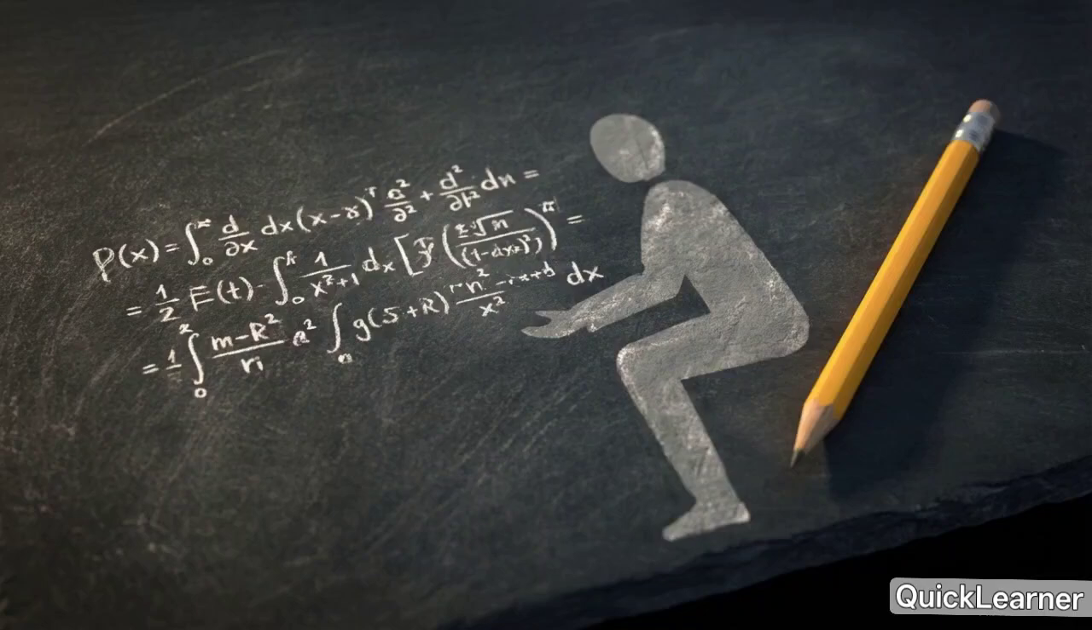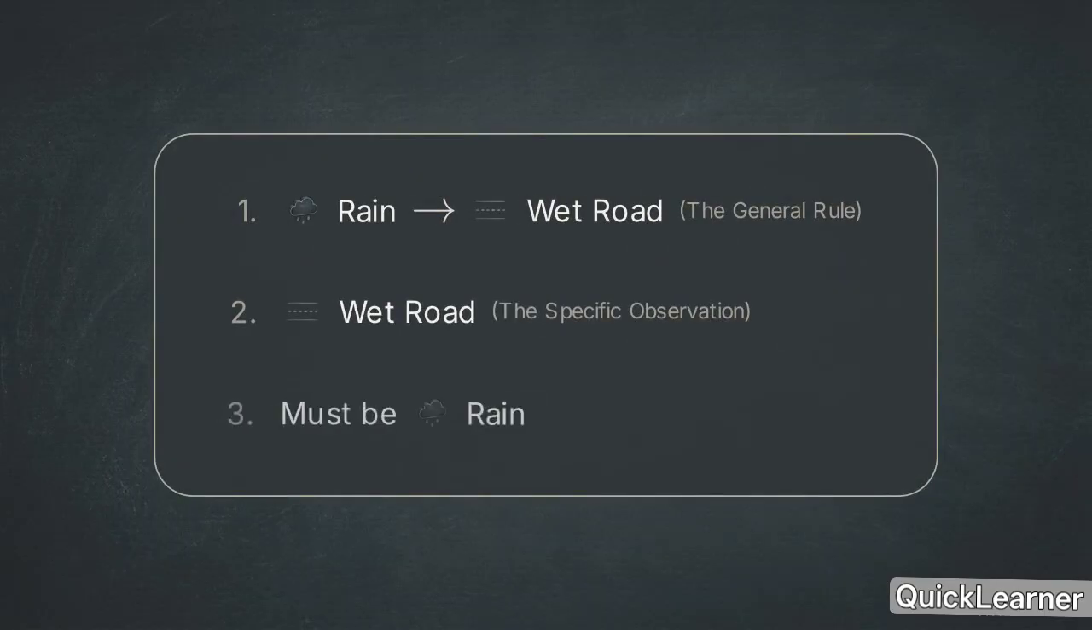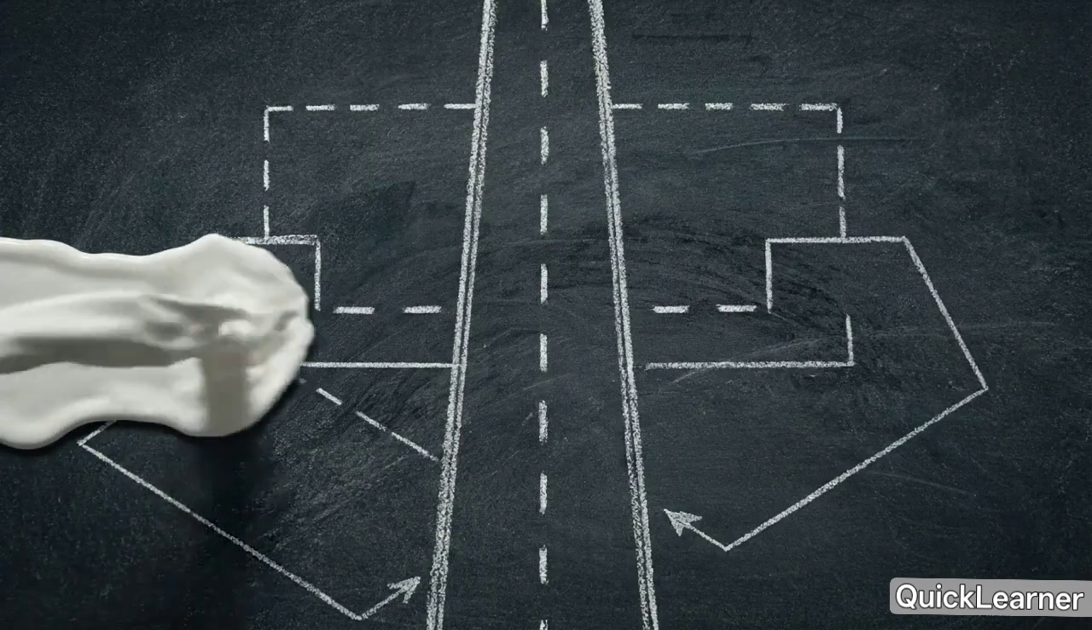Have you ever heard someone say something that sounds completely logical, but actually makes no sense? For example, if it rains, the road gets wet. The road is wet, so it must have rained. Sounds perfectly correct, but what if someone washed the road?